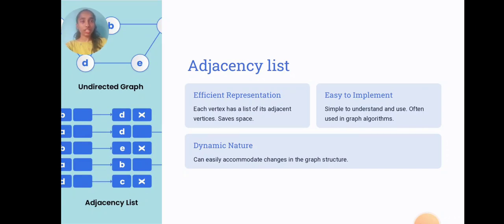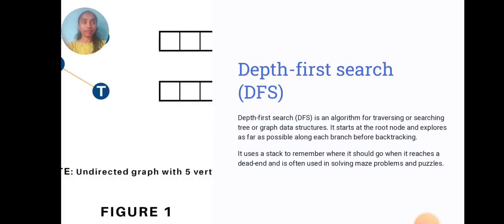Next, adjacency list. Efficient representation: each vertex has a list of its adjacent vertices and it saves space. Easy to implement: simple to understand and use, often used in graph algorithms, and it is dynamic in nature. This can easily accommodate changes in the graph structure.